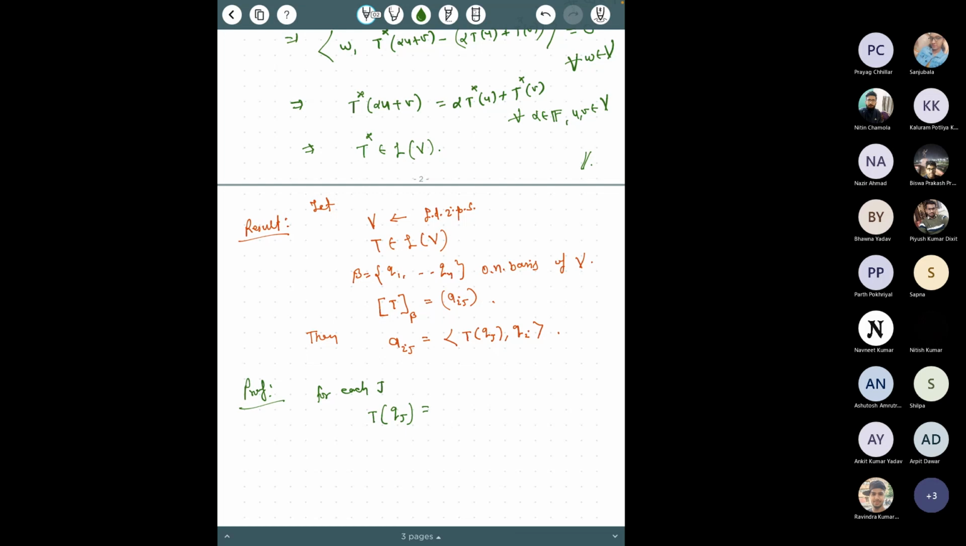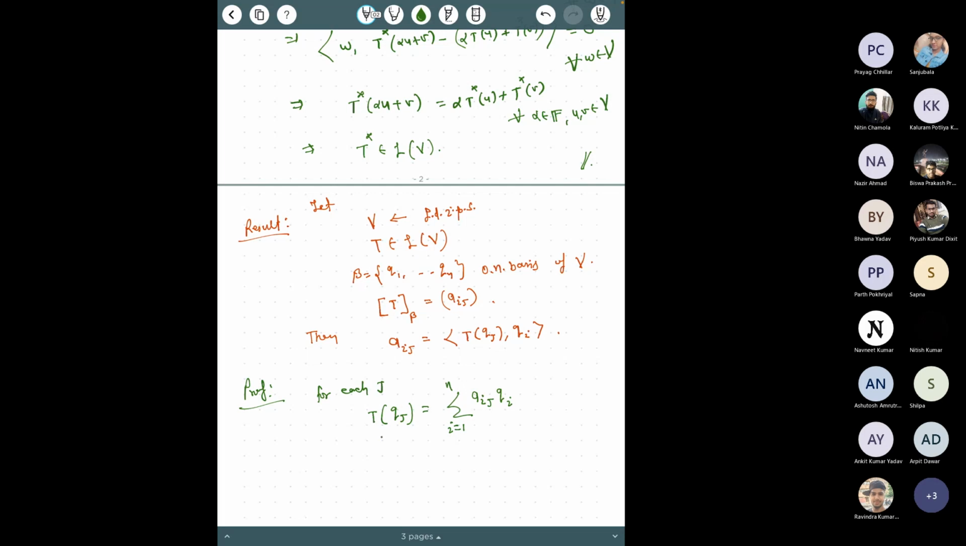So Q1 to Qn are the basis vectors, and we have a matrix representation. That means I can write T of Qj in terms of these matrix entries. Can you tell me what it would be? It would be the summation over i equal to 1 to n of Aij Qi. But T of Qj is a vector in V, and V is a finite dimensional inner product space. We have an orthonormal basis for this.